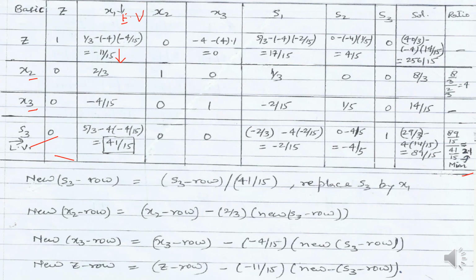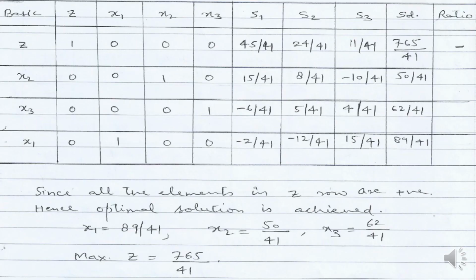So x1 will enter in the solution, and this element is our pivot element. We will do the calculation again by using these formulas, and after using these formulas we can see what comes in the next table. After doing the calculations we get this new table, and here we see this is the z row. Now our basic variables are x2, x3, x1, and the solution is 765 upon 41.